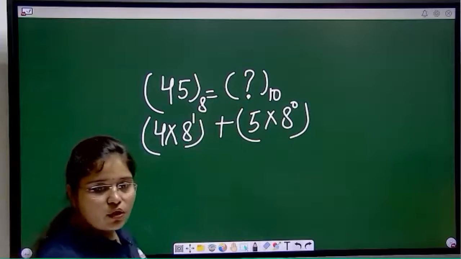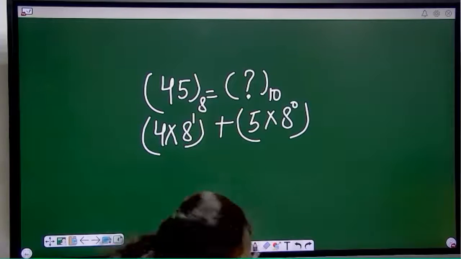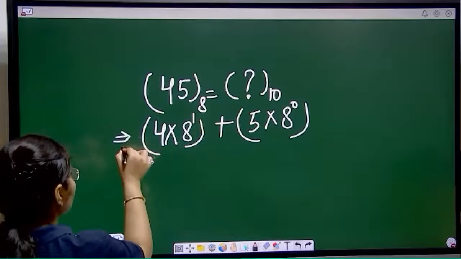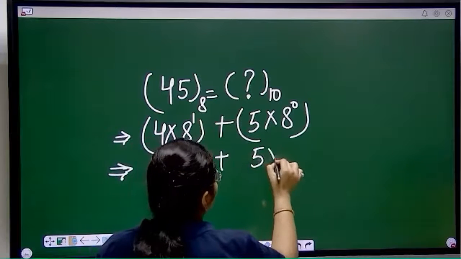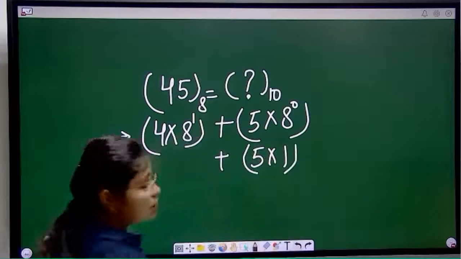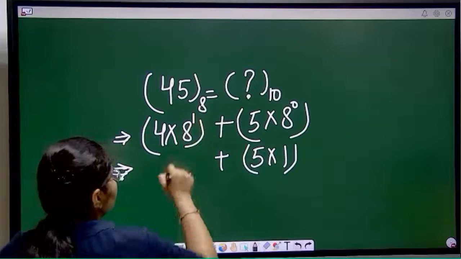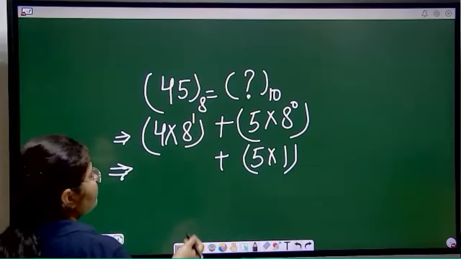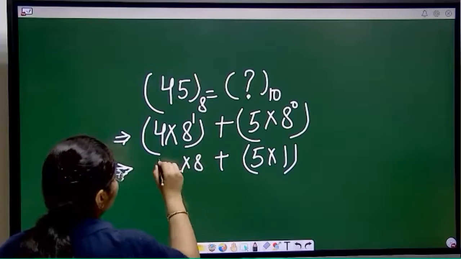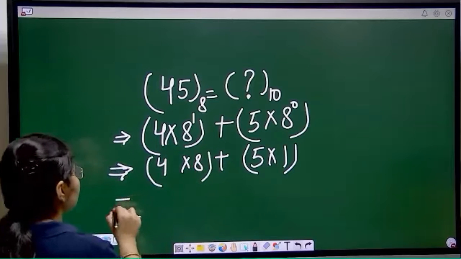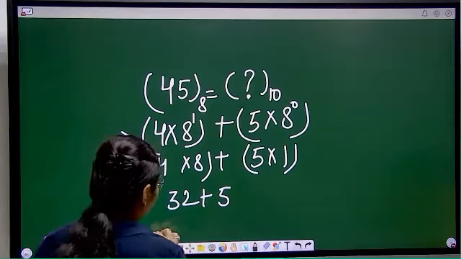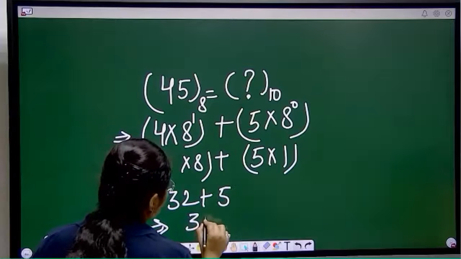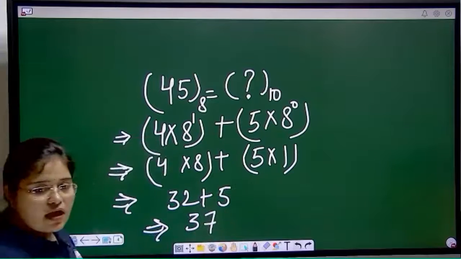Now we have to solve this. How can you solve it? As you all know, any number raised to power 0 will be 1. So here you will get 5 into 1. Next, raised to power 1 will be the same number, so 8 and 4 will be here. When you solve this, 8 4s are 32 plus 5, that will be equivalent to 37. So this is your answer.